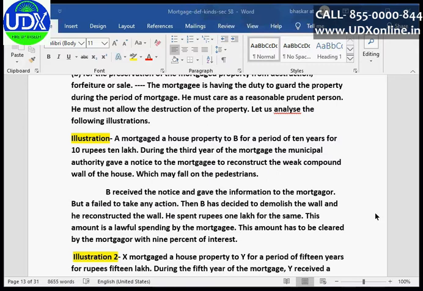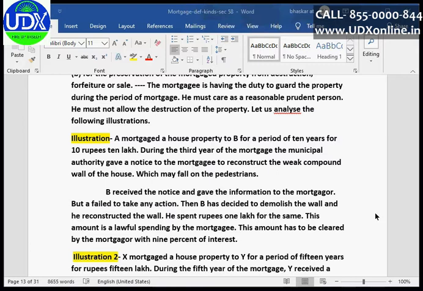But the municipal authorities have given the notice to the mortgagee. See, this weak compound wall may fall on the pedestrians and they should not suffer any injury. So better, we will give you 15 days of time. You just reconstruct the wall. So now, the mortgager has not at all responded. He kept quiet. Then the question: can the mortgagee spend the money on his own, keep all the accounts, and then claim the money from the mortgager?